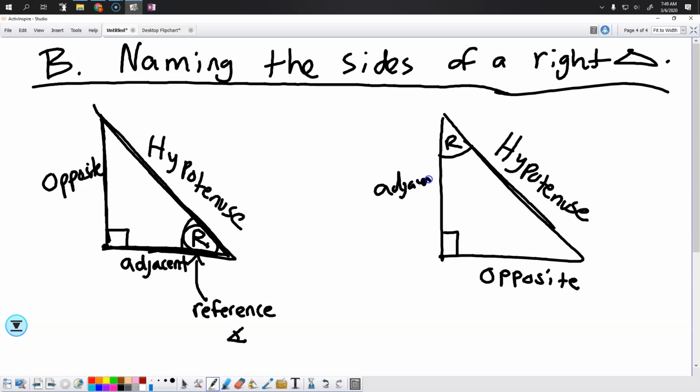So you guys, that's what we mean by reference angle. It's called a reference angle because it's your reference point. It's where you're starting from to name the sides. Okay?